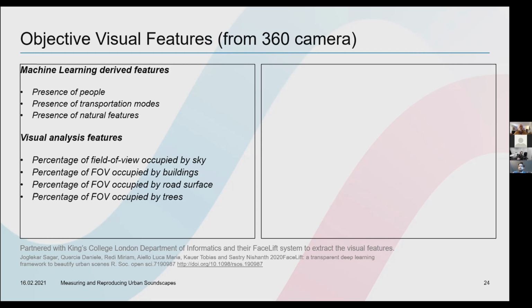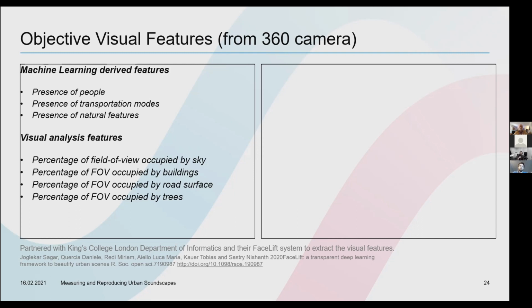Then we can do more basic visual analysis of the photos, which is just calculating the percentage of the field of view, which remember we have a 360-degree camera. So we can take this as representative of that location, of how much sky is seen from that point in your environmental site.